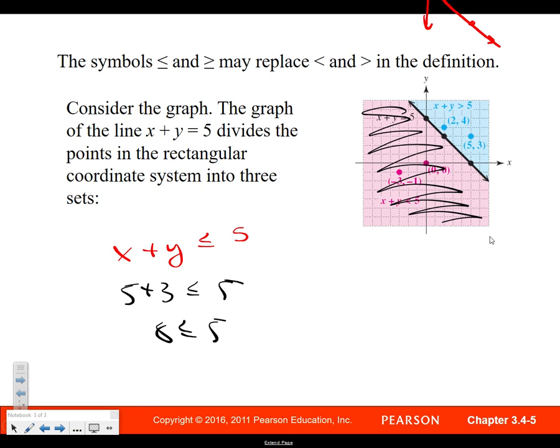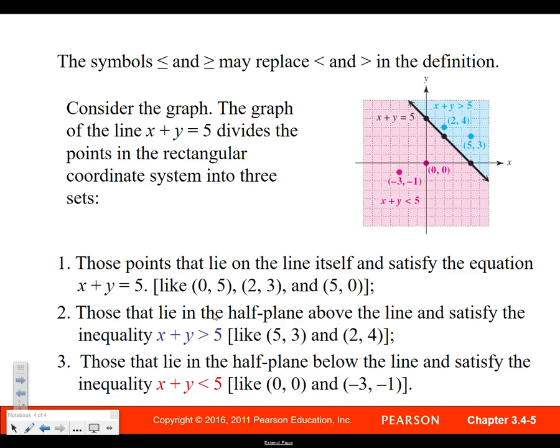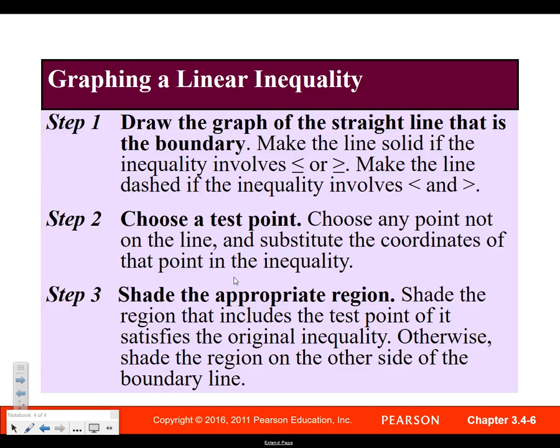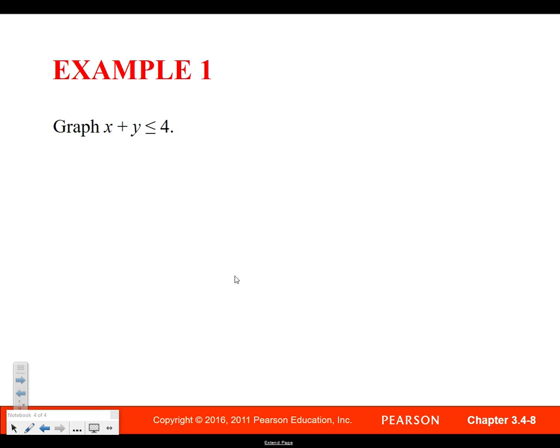Can I pick something that's on the line? Yeah, that's where it's equal to, exactly. Okay? Questions there? Cool beans, moving on. Caution. Okay, cool. Let's try it out. You guys ready?